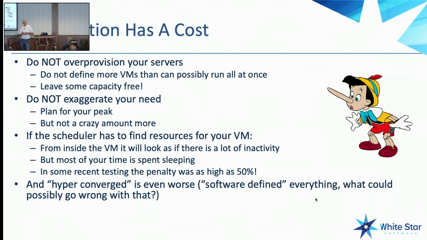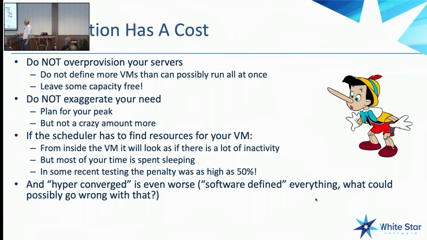That might be because you have too many VMs on the physical server. It might be because the one that you've defined is too big. So you have an 8-core VM and you got a whole bunch of little 2-core VMs. Guess who gets scheduled first? The little 2-core VMs get scheduled before the 8-core because it's easier to do that.